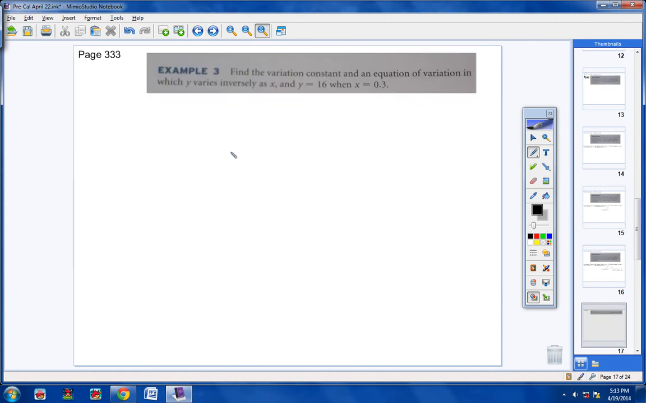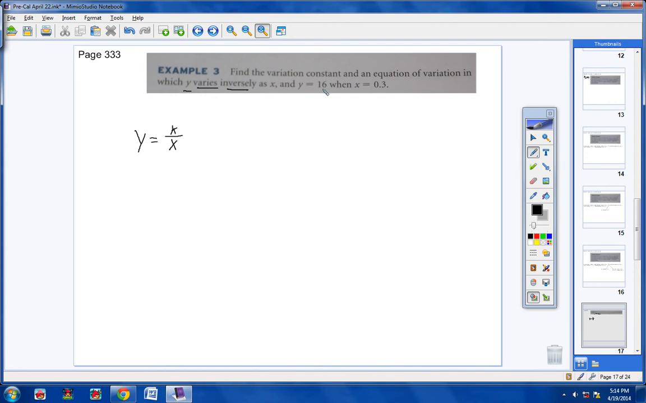Here we go. Okay, you can turn in your books or you can just follow along. Find the variation constant, and look at this, students, watch carefully, and an equation of variation, in which y varies inversely. As soon as you see that, you realize you do not have direct variation. Of course, if we had direct variation, we would use this model right here like we just learned, but we have an inverse relationship. It varies inversely. So we're going to use this model right here like I just showed you. Y equals k over x.